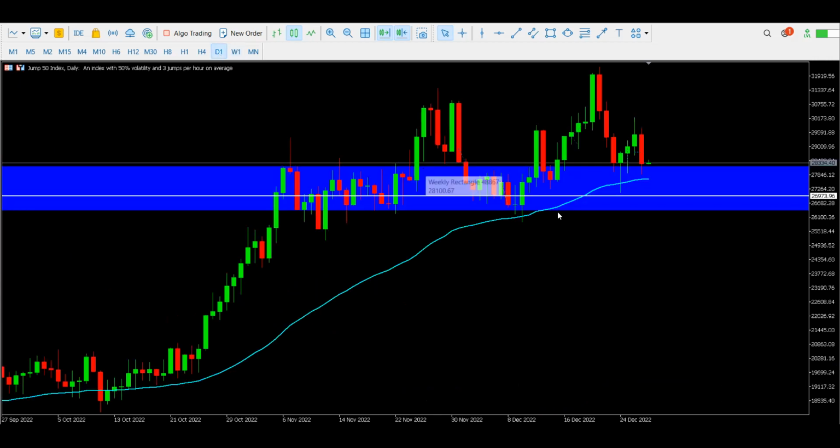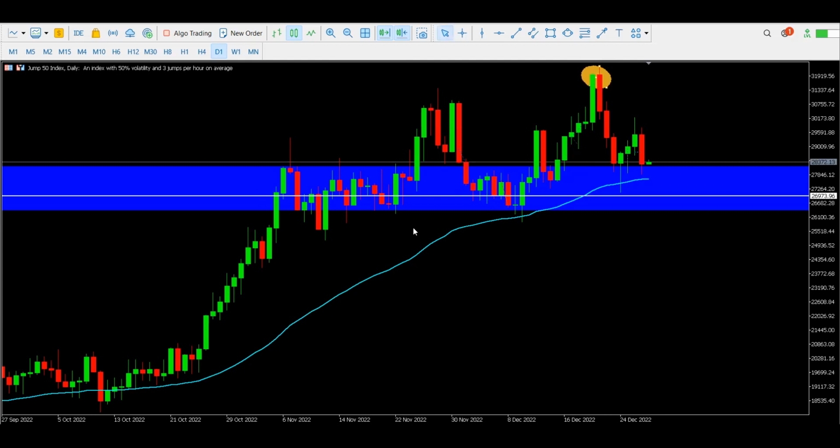Then moving down to the daily time frame, we clearly had the daily time frame bullish. So we had a low here, we had a high, we had ourselves a higher low, and then we had ourselves a higher high.